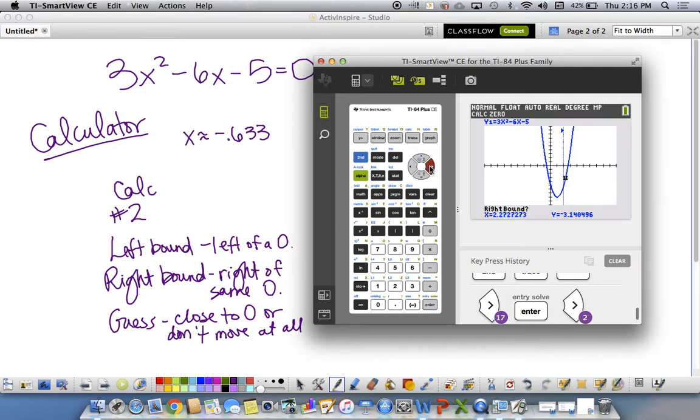Then it says right bound, and I'm going to go to the right of that 0. I'm going to hit enter, and I'm going to hit guess. This time I'm not going to move, to see if it's still going to give it to me. It will. My y is 0 when x is approximately 2.63. It doesn't matter how many decimal places you give. I think on the problems I'm giving you today, I specify how many, to the nearest hundredth. So that one would have been one short. This one would have been perfect.